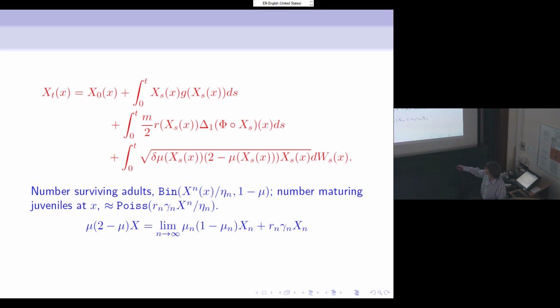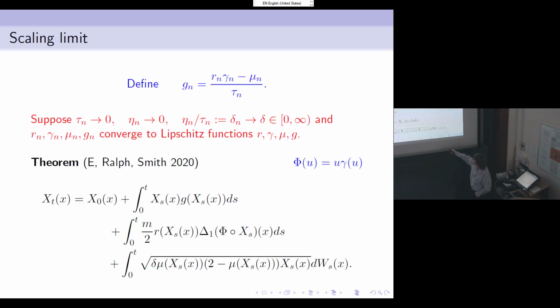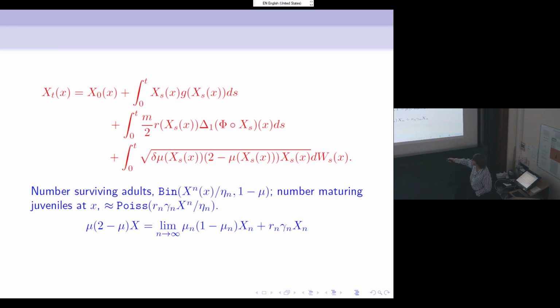So let's rewrite this. Delta, remember, we're going to take to be 1 for our purposes. So let's rewrite this quantity here, mu times 2 minus mu, multiplied by x. I want to think of mu times 2 minus mu as mu times 1 minus mu plus mu. But remember that R gamma was really almost equal to mu. That was our assumption here, that R gamma minus mu is small. So what I've done is I've written mu times 2 minus mu as mu times 1 minus mu plus mu, and then said, well, actually mu is really R gamma.